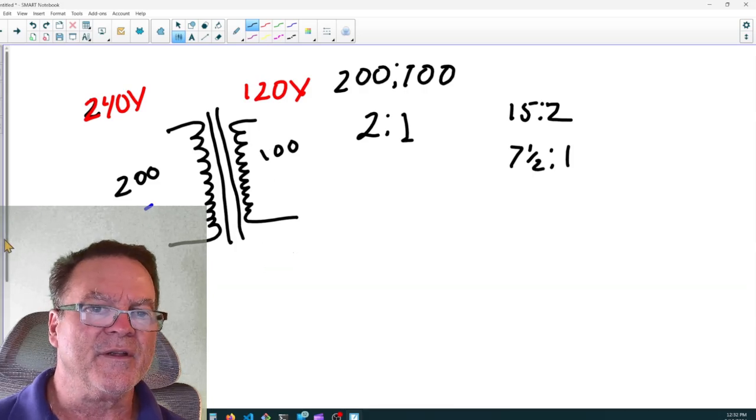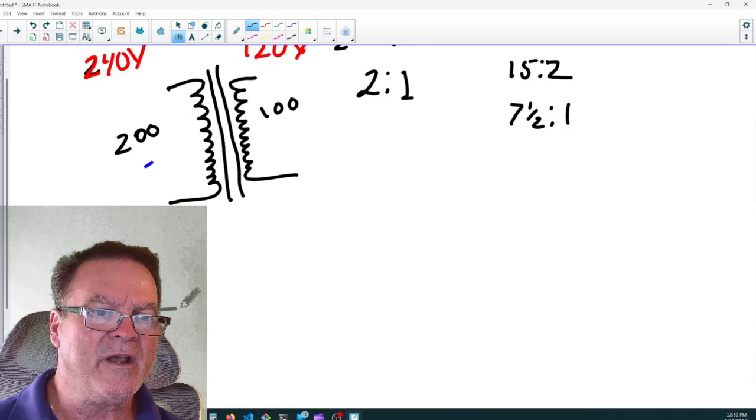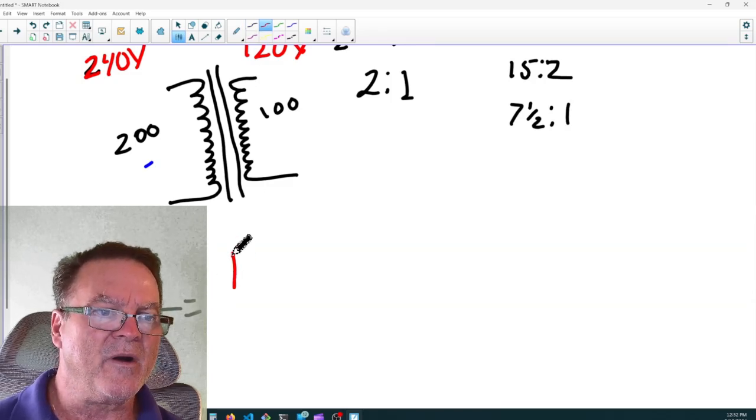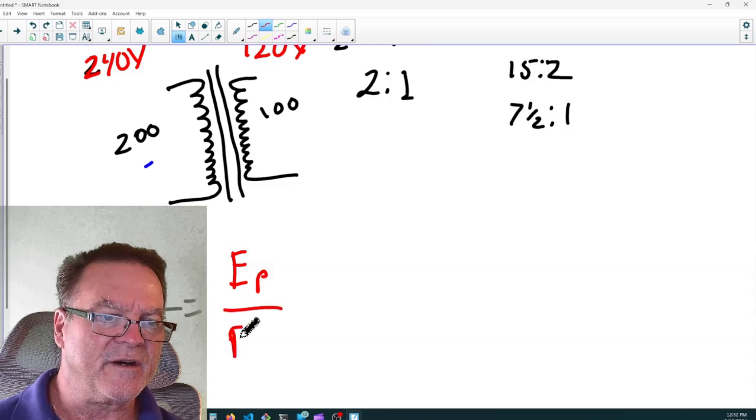So there's a formula that I want you to write down, and I want you to remember: the turns in the primary to the turns in the secondary equals the voltage in the primary to the voltage in the secondary.